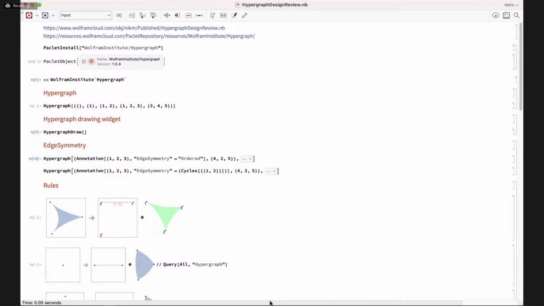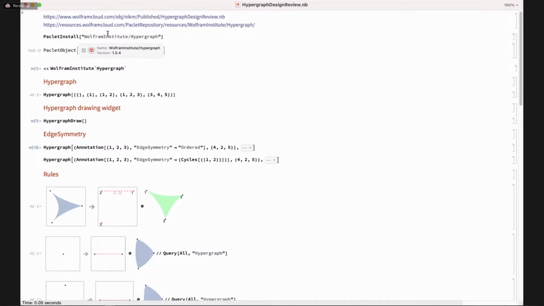Okay, hi everyone. This is a different kind of meeting because what we're looking at is some Wolfram Institute work on a Paclet for hypergraphs, well, hypergraphs in general. And so Nick was going to show how this works. And this is the first time I'm seeing this. So there's a hypergraph object.